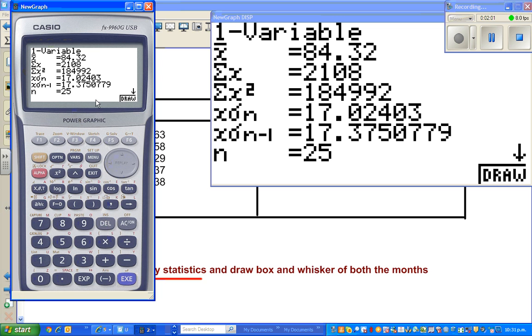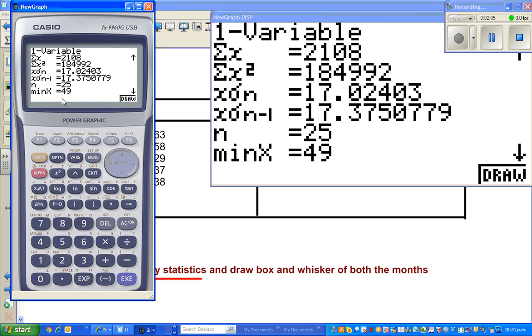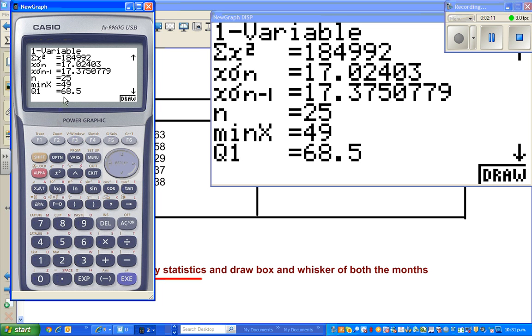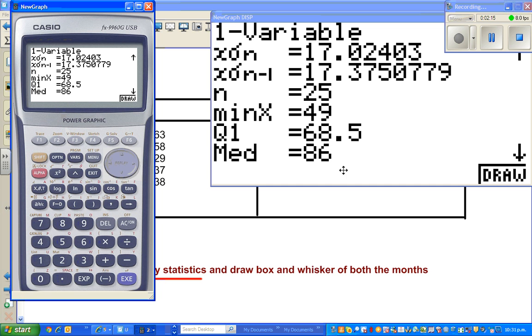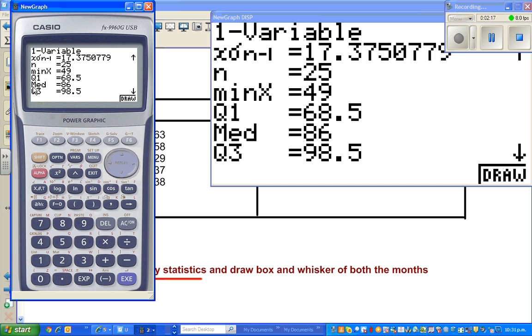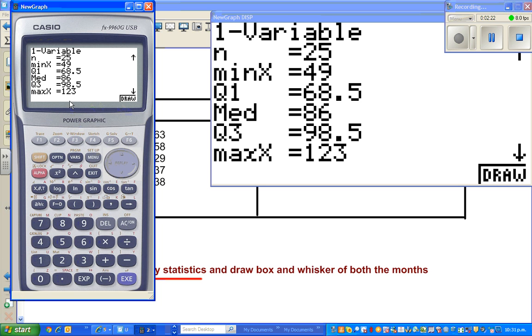If I scroll down again, you can confirm the number of data points is 25. The minimum value of January is 49. The lower quartile, Q1, is 68.5. The median is 86. Upper quartile Q3 is 98.5, and the maximum is 123.